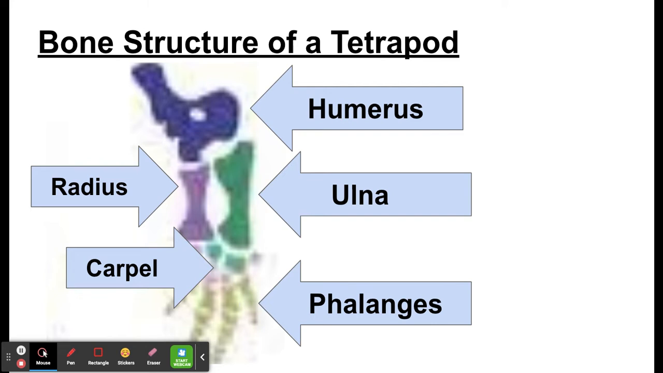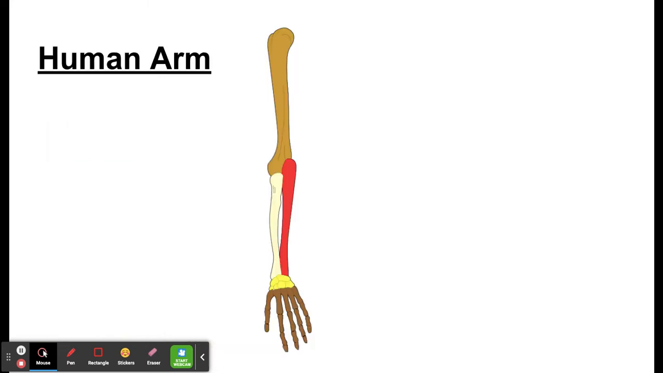So these are the basic bones that we can find in fossils of this tetrapod from 360 plus million years ago. Now let's look at the bone structures of things that we have walking around on the earth today. First, we'll start with the human arm.